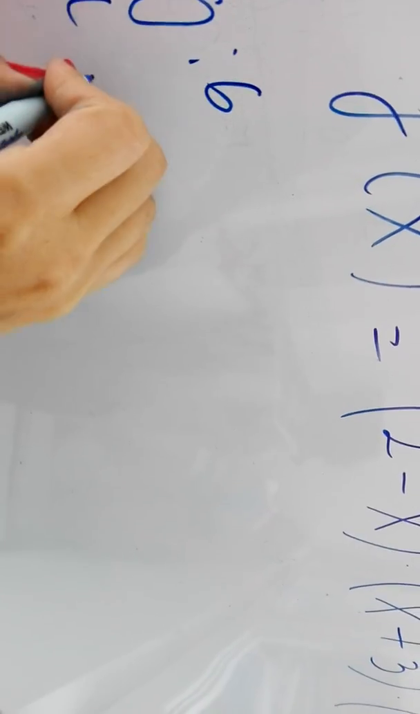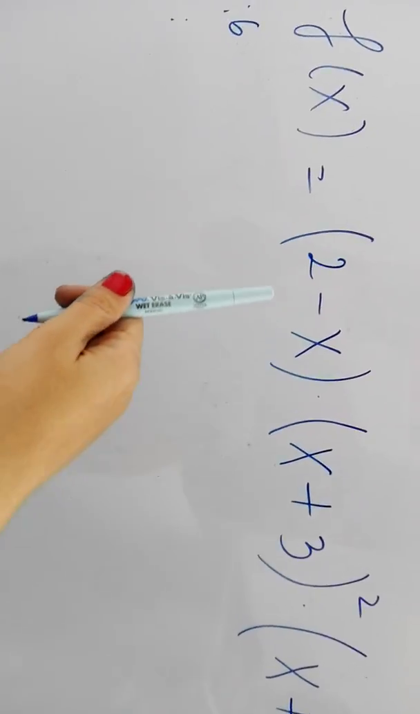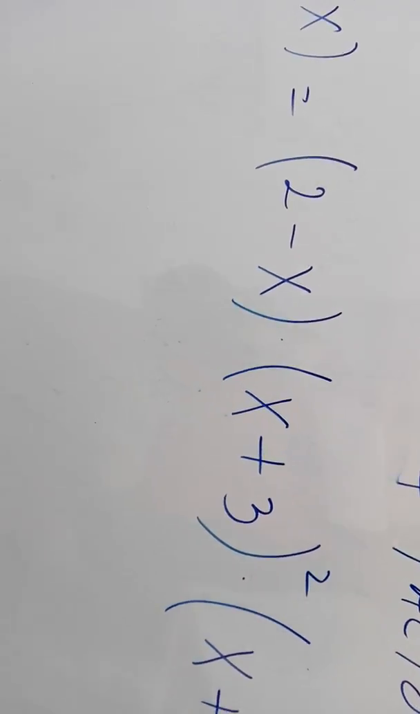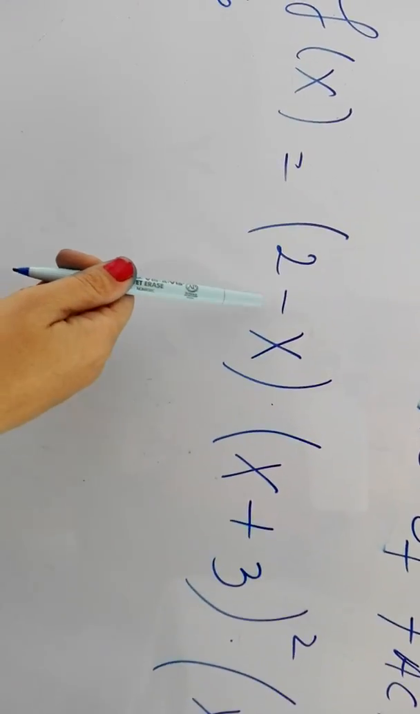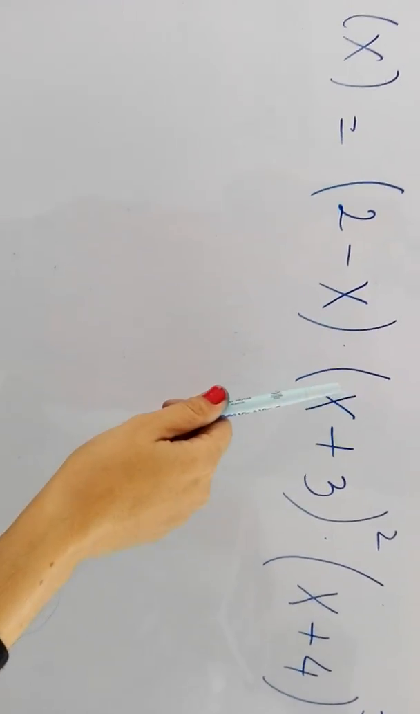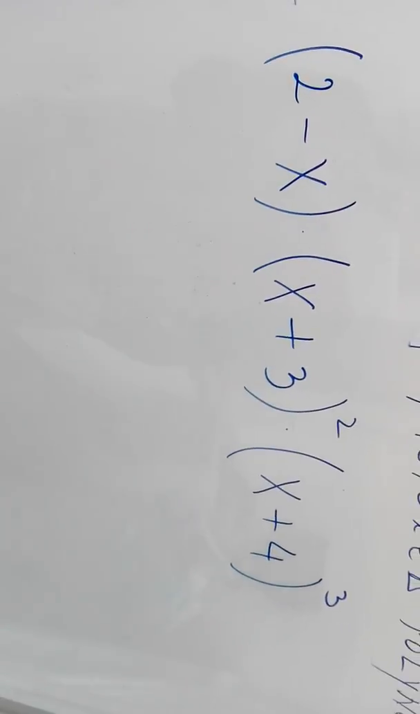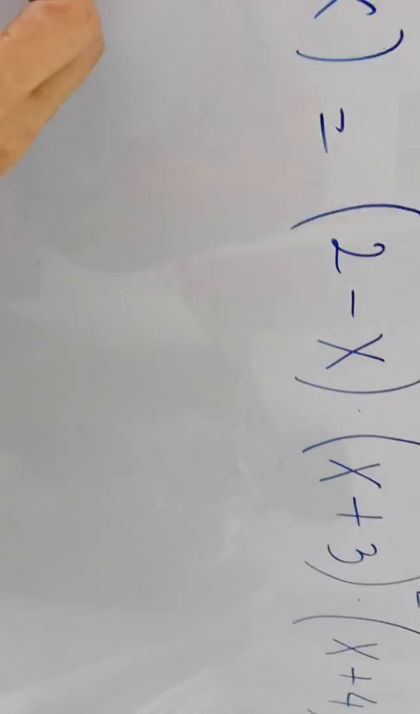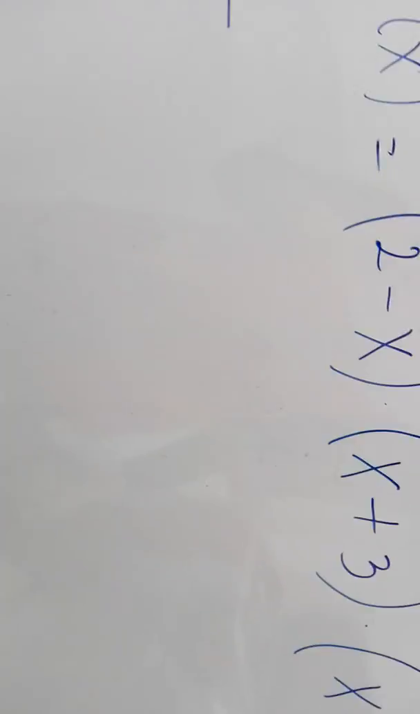And my leading coefficient, you have to count the sign in front of the x that you have. I have a negative here, I have positive, and then positive. So negative, positive, positive. You have to pay attention also to the power, right? I have a negative leading coefficient.